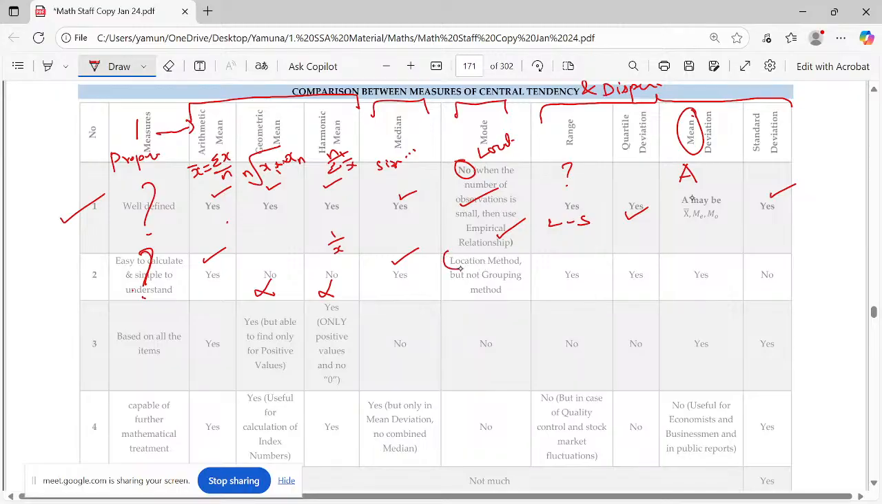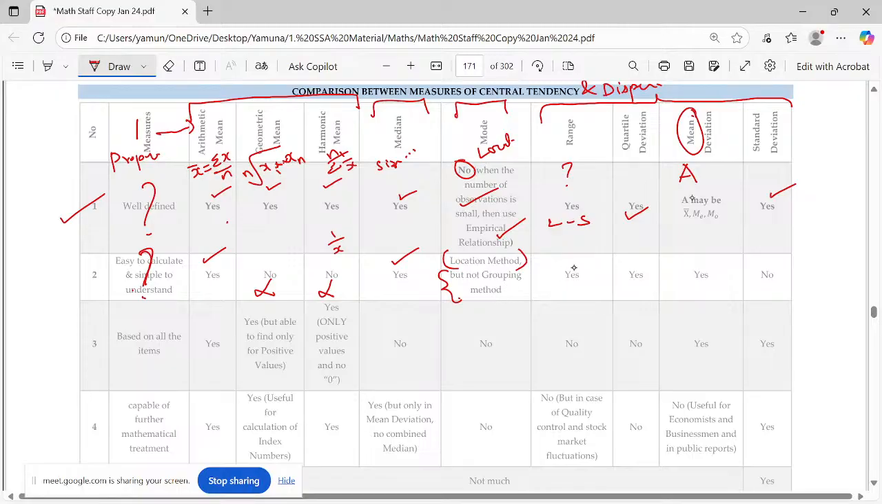The first method we use is locating it, the location method. The location method is properly defined, but if we go for the grouping method, we don't know why we are making so many groups. Actually, we are trying to bring the values into clusters and group them together. But again, it becomes a problem: why do we have to do so much grouping?